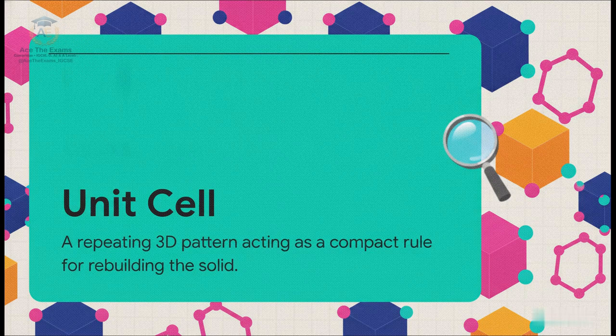A unit cell is a repeating pattern in 3 dimensions that acts as a compact rule for rebuilding an entire solid. I want you to stop thinking of this as merely some flat, boring diagram you memorize from a textbook. It's not. It is the fundamental mental blueprint for the entire material. Endless repetition of this exact, microscopic block builds the entire universe of a crystal solid.